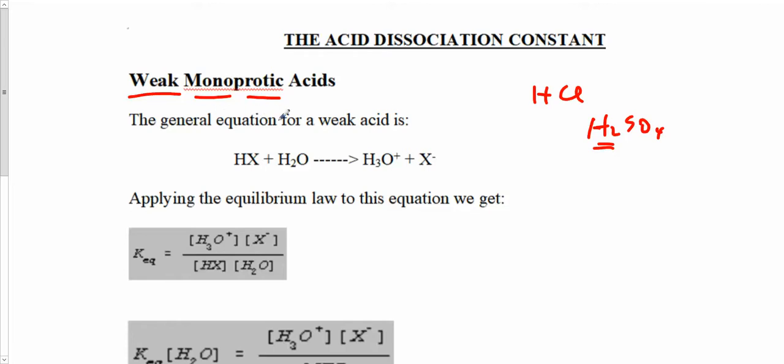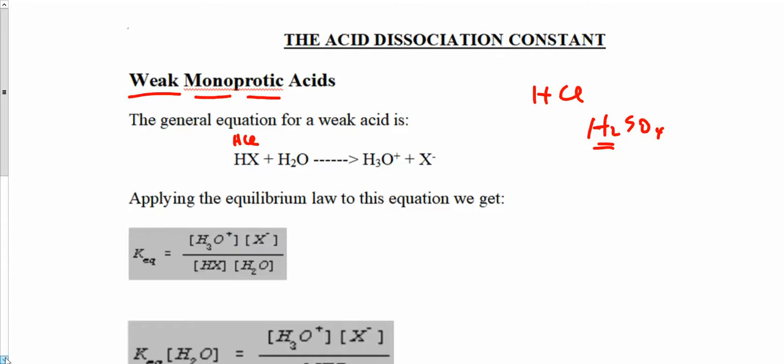General equation, like I could insert HCl here. HX plus water gives H3O plus and something else, let's just call it X minus. Now, if I write Keq for this reaction, I would get products over reactants. Exponents are the coefficients. 1, 1, 1, and 1.